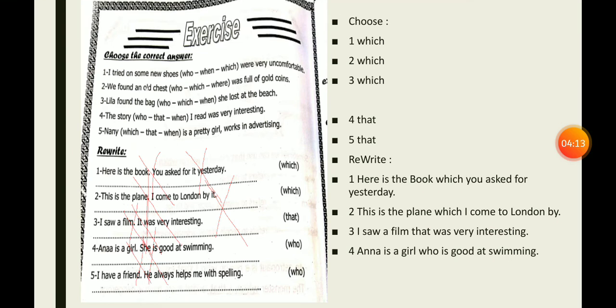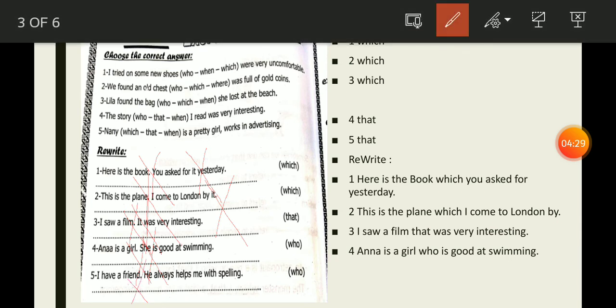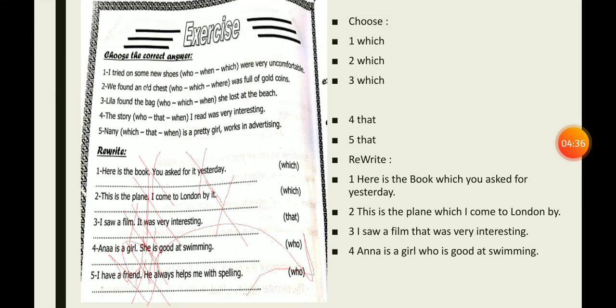Number 5. I have a friend. He always helps me with the spelling. Who refers to a person. The person in the first sentence is a friend. So, we will cancel full stop and he, because he refers to the friend and who. And we will say, I have a friend who always helps me with spelling.